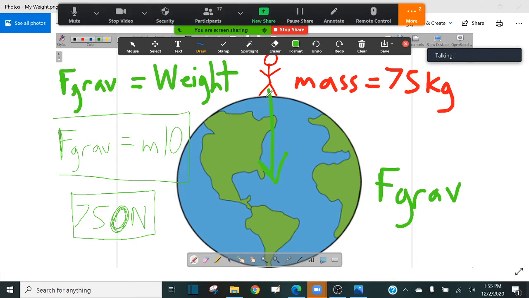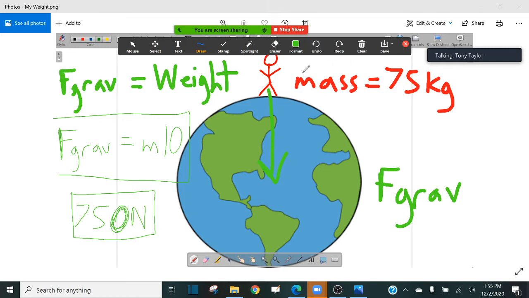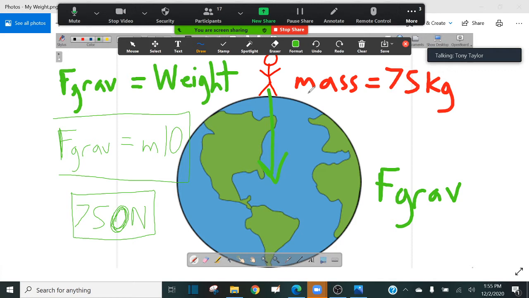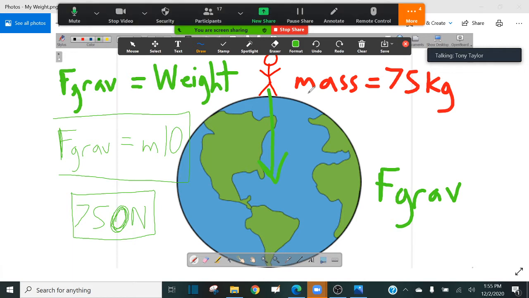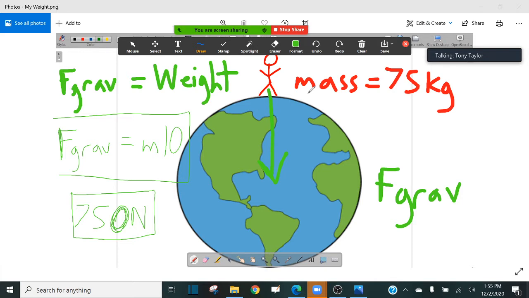Okay. Now, also remember what I said several weeks ago. Mass is something that does not change from place to place. Weight can change, but mass does not. Because remember what mass means. Mass represents the total amount of stuff that makes up an object. And that doesn't change. Okay.